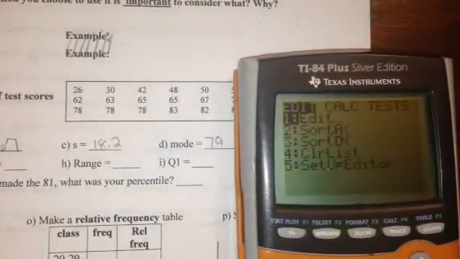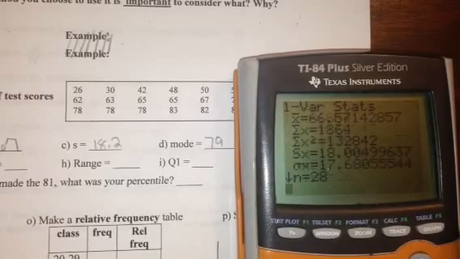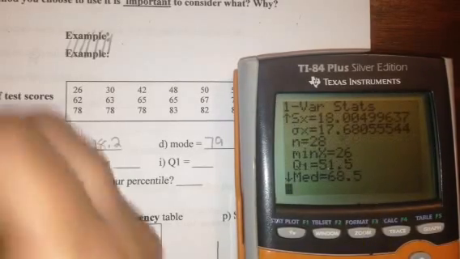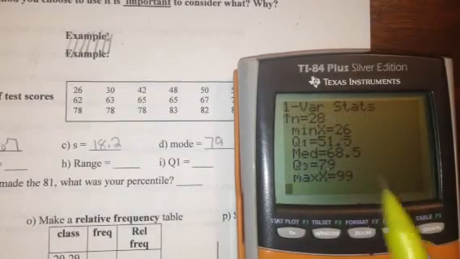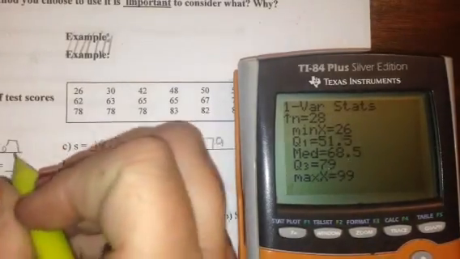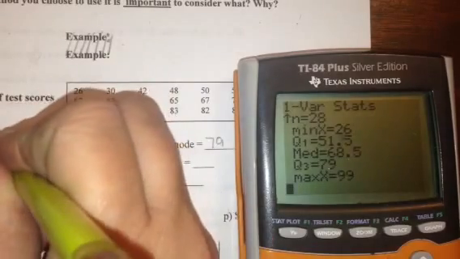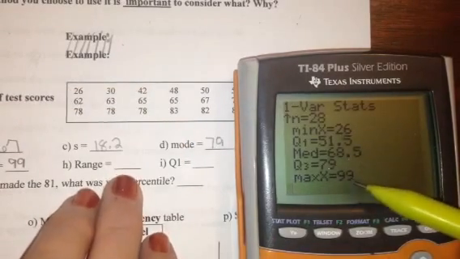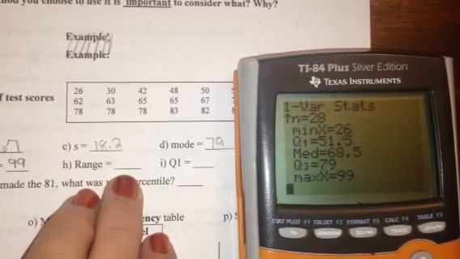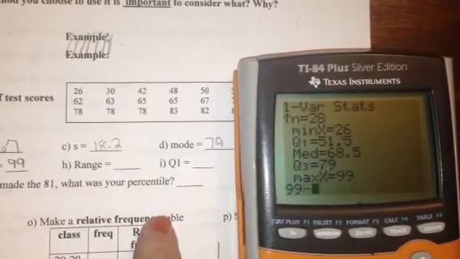The minimum is 26. The maximum is 99. The range is the max minus the min, so 99 minus 26 is 73.